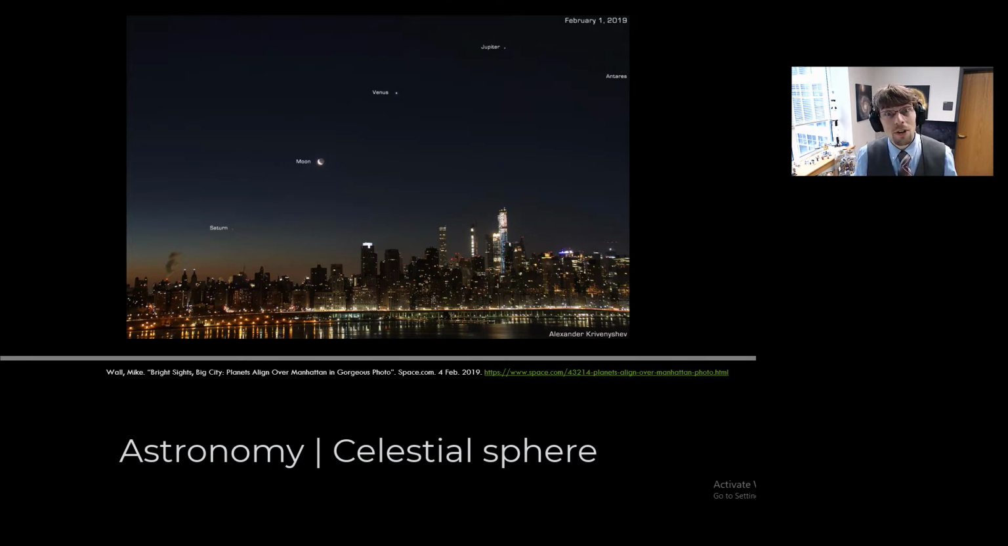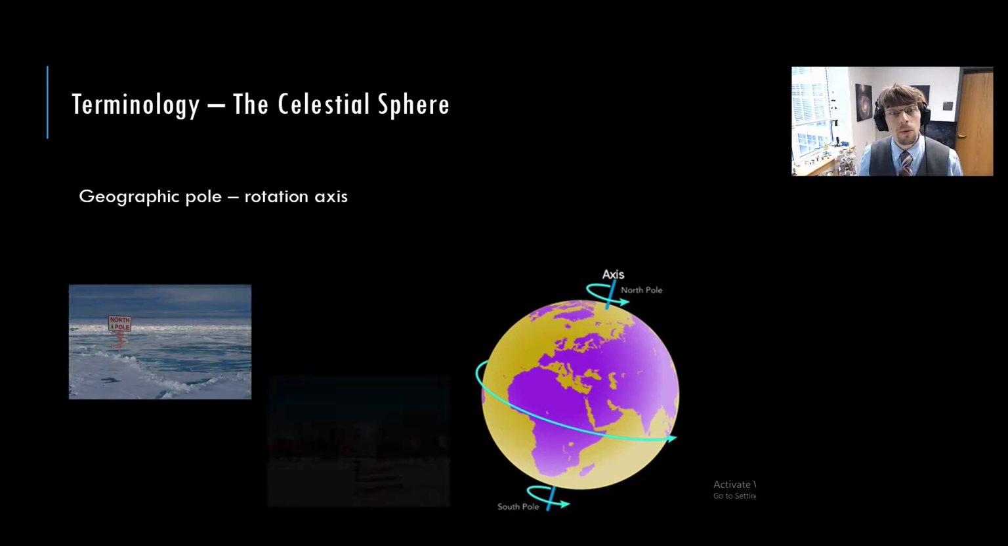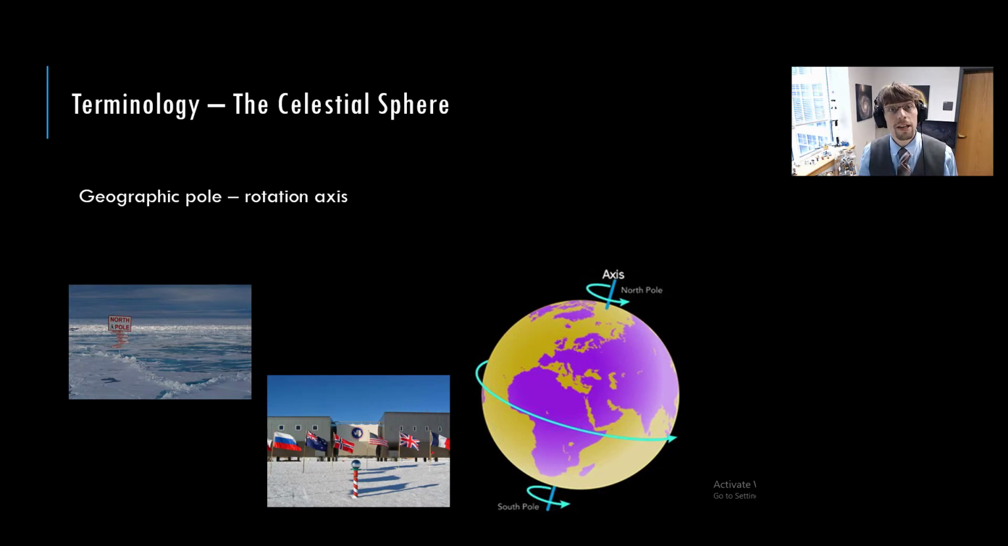We're going to have to start off with some terminology that will assist us throughout the rest of the course. So first of all, I'll mention the geographic poles. Those are the places on the Earth about which the Earth appears to rotate. You're probably more familiar with them. This is what you're thinking of when you refer to the North Pole or the South Pole.